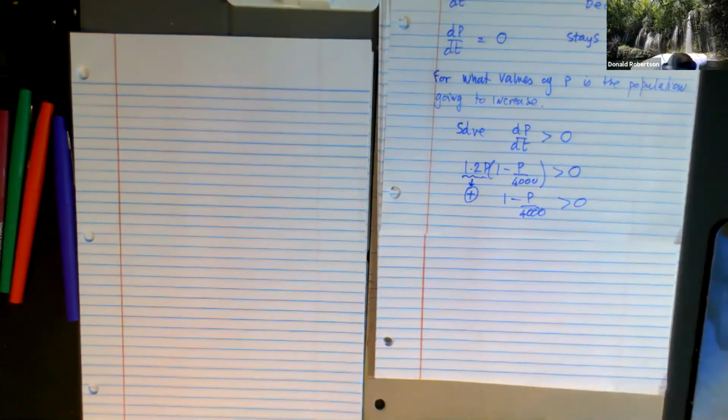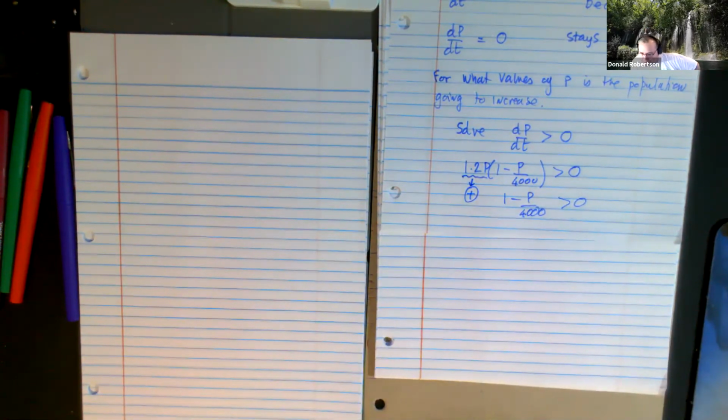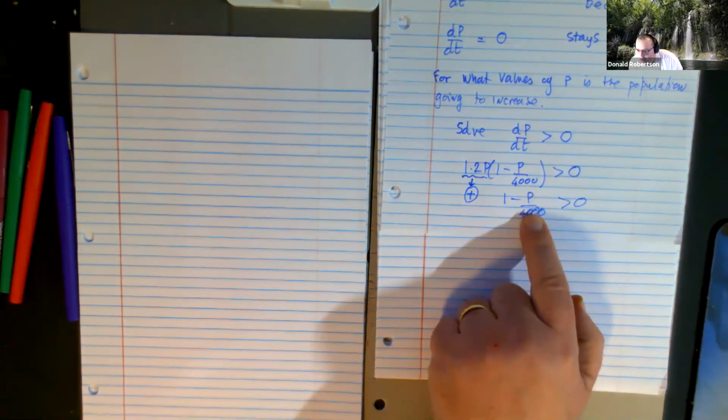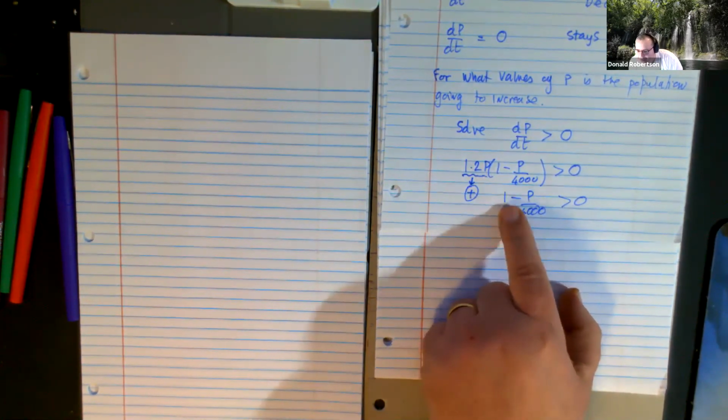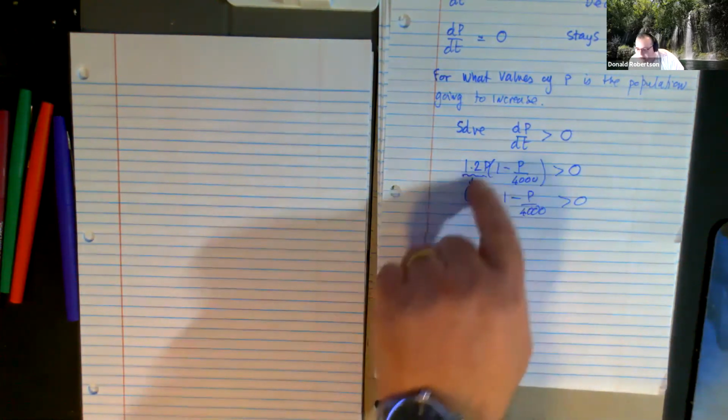Now you could do it mathematically, but I think you could probably just look at that and figure it out. Would you agree it's got something to do with 4,000? Does it have to be bigger than 4,000 or less than 4,000 for this to be positive, the whole thing? Bigger. So if this is bigger than 4,000, what will this fraction become? Bigger than 1? And isn't 1 take away something bigger than 1 negative? Agreed? So bigger than 4,000 doesn't make this whole thing positive.